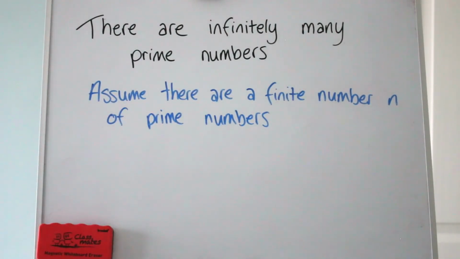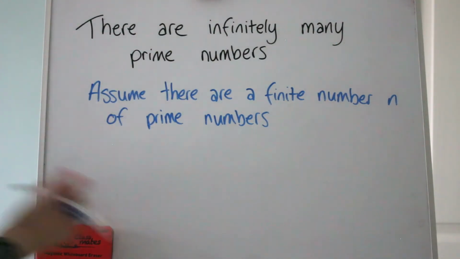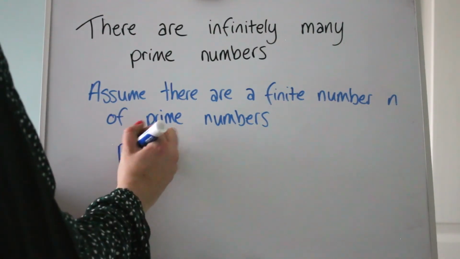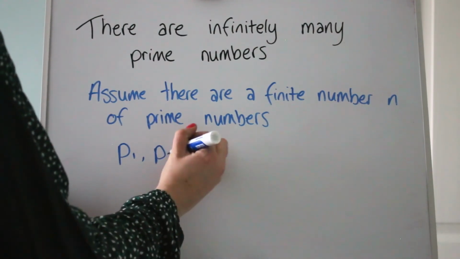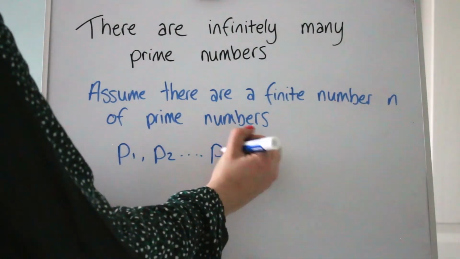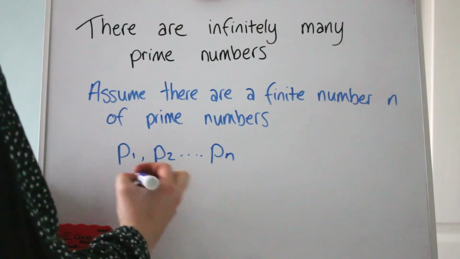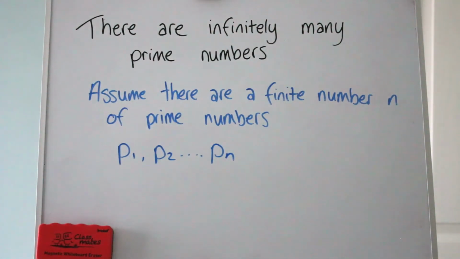So we're assuming there are a finite number, and I've called that number n, a finite number n of prime numbers. So that means those prime numbers can be listed and ordered. So what we can do is label them P1, P2, all the way up to Pn in order. And then here's the clever part.